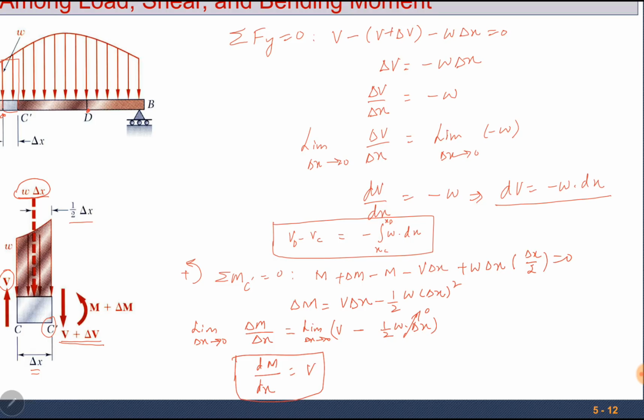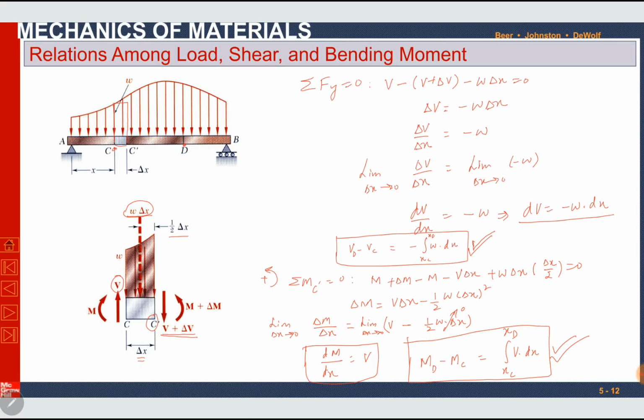Or if we want to integrate it, the bending moment change between any 2 points C and D will be the integral of shear force from the location of C to the location of point D. We may use these two expressions, the relationship between shear force and load, and the relationship between bending moment and shear force, to find shear force and bending moment if load is given to us. If load is given, we can find shear force from this expression, and then from the same shear force we can find bending moment using these two expressions.